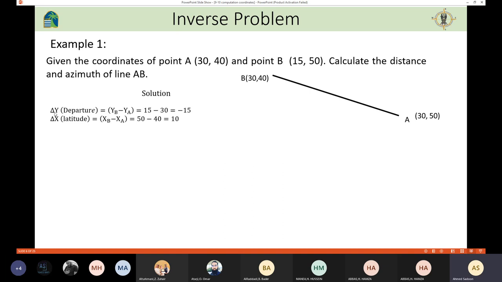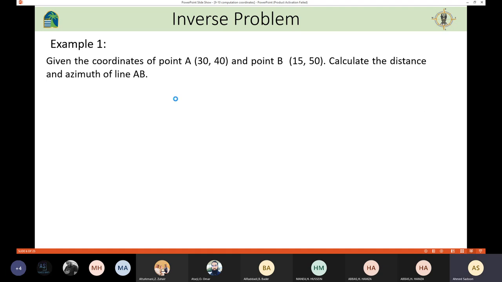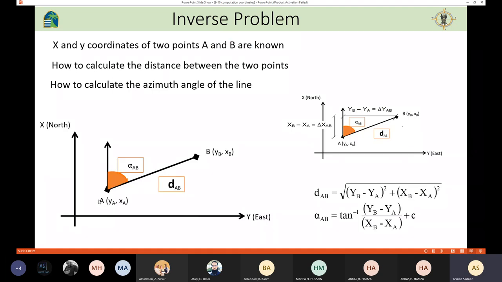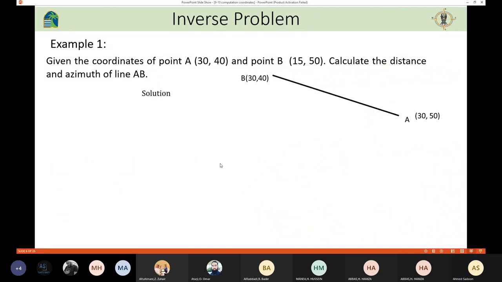First, we need to determine the departure. The departure is YB minus YA. YB is 15 and YA is 30. So the departure came out to be minus 15. And also we need to determine the latitude, the difference in the north, XB minus XA. XB represents 50 and XA represents 40. Remember, when we define these coordinates, we say A is YA and XA, and B is YB and XB. So it's very important. So here we determine the departure and the latitude.